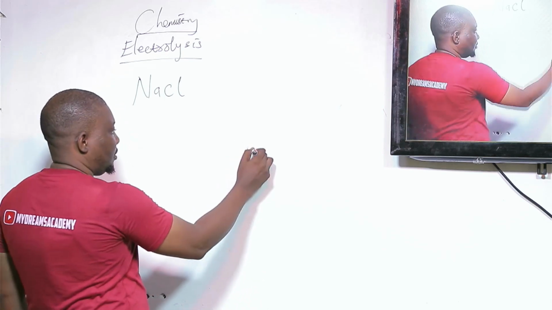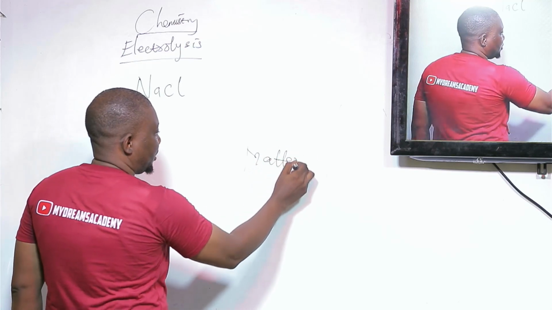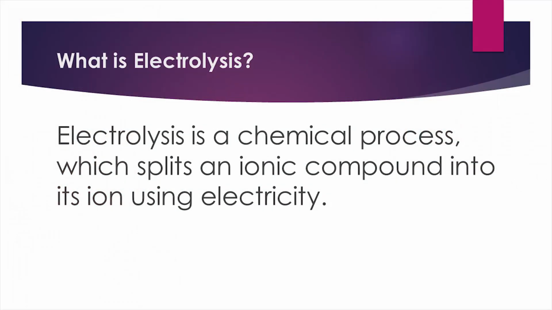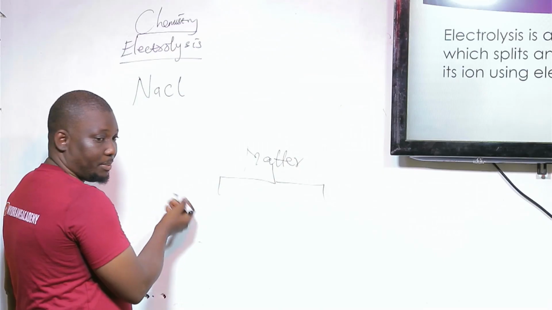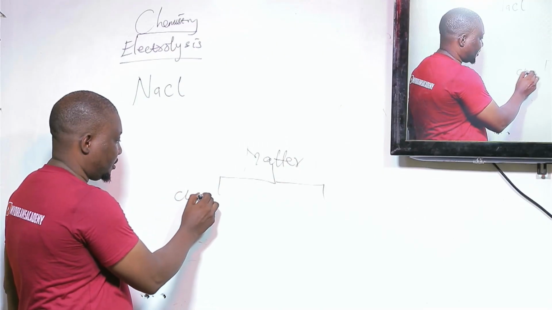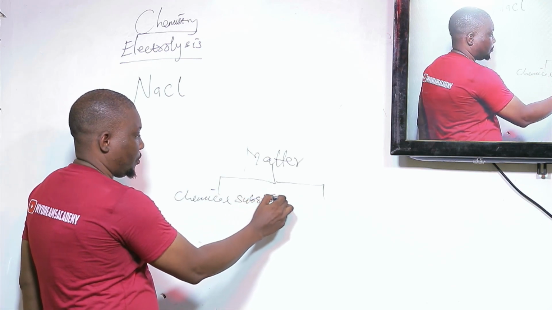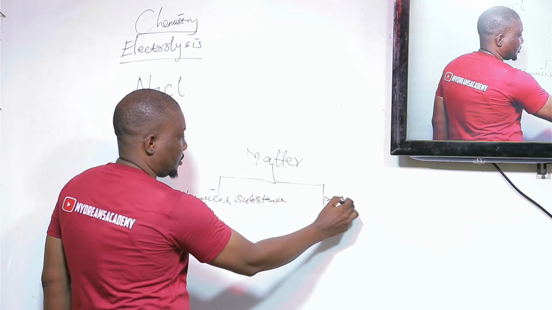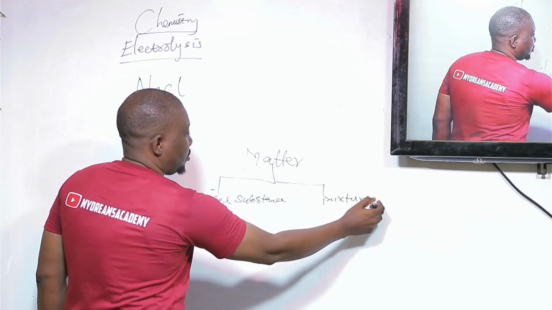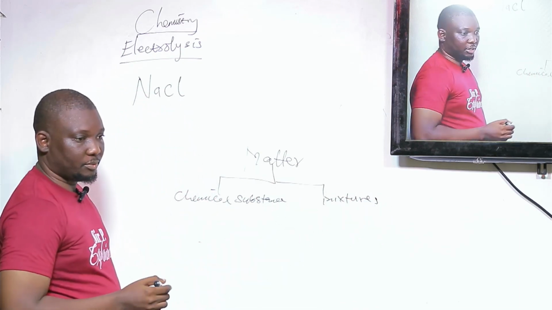Before now, let's go to this. I have a kind of background of the study. There are two categories of matter. What are the two categories of matter? We have chemical substances, and then mixtures. Those are the two categories of matter.